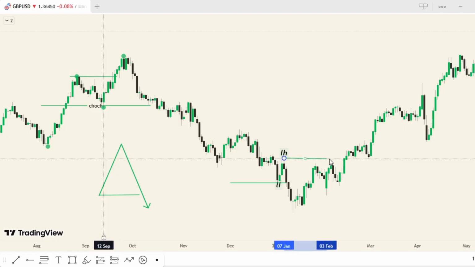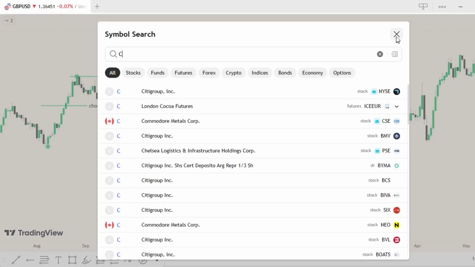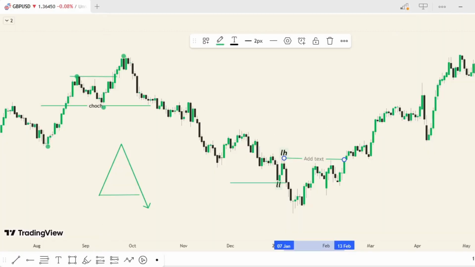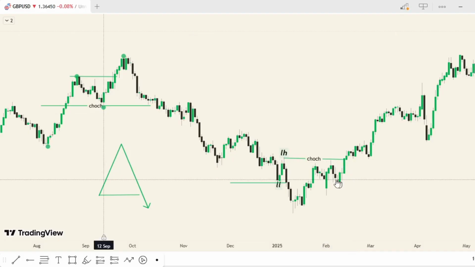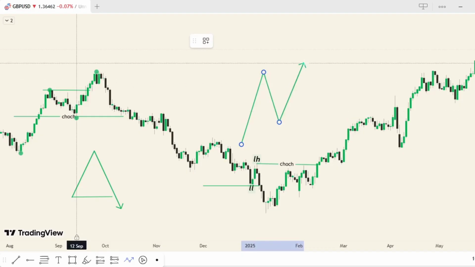But in this case, you can clearly see this wasn't taken out. So since this is being broken, you have a change of character, which is a change in state of delivery from a downtrend to an uptrend. So if this is to hold or the market is to continue going higher, what do we want to see? We want to see the market printing a series of higher highs and higher lows.